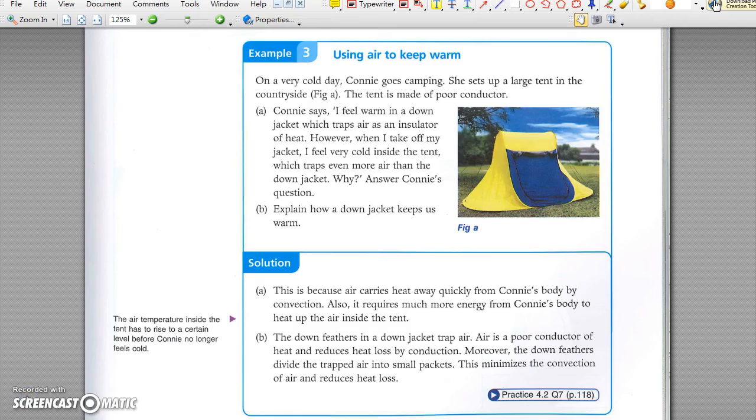Example 3. Using air to keep warm. A layer of air may keep us warm, and that's why we put on clothes. A tent traps a lot of air, but it does not keep us warm easily unless we first heat up the air inside. By the way, why is a down jacket so effective to reduce heat loss from our body? Read Part B carefully.